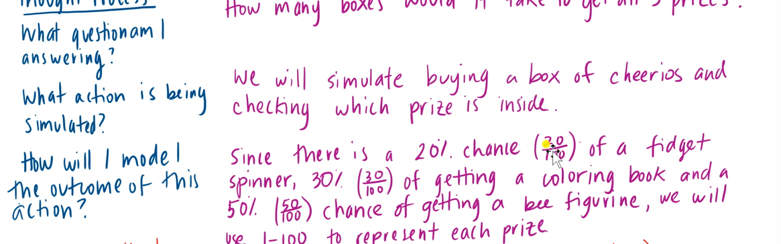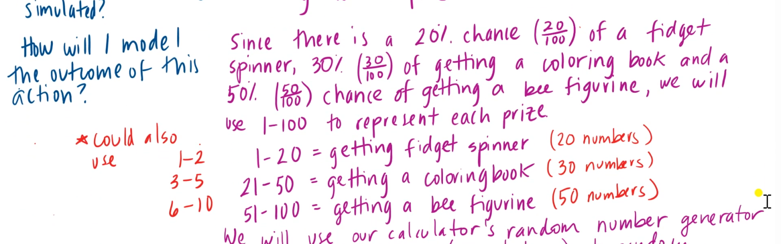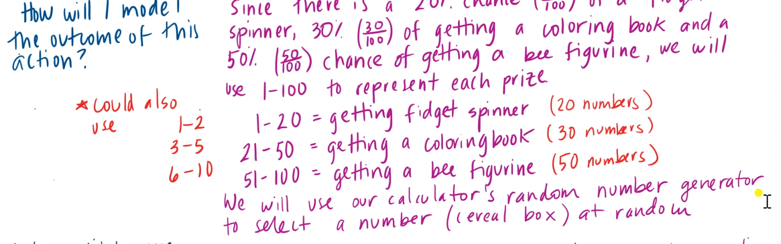Since there's a 20% chance, 20 out of 100, literally, of a fidget spinner, 30% chance of a coloring book, and 50% chance of a bee, we are going to use the numbers 1 through 100 to represent getting each prize. So I'm going to pick a bunch of random numbers between 1 and 100, and I'm going to have numbers 1 through 20 represent getting a fidget spinner, because that is literally 20 numbers out of 100. So that should match the probability of getting a fidget spinner in the first place.